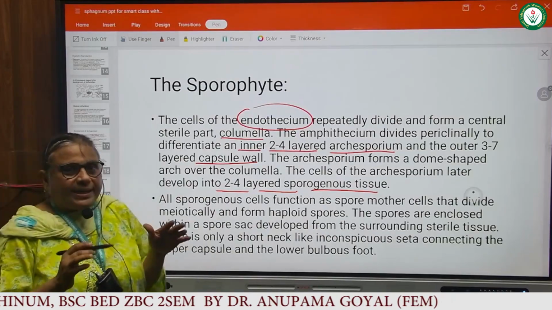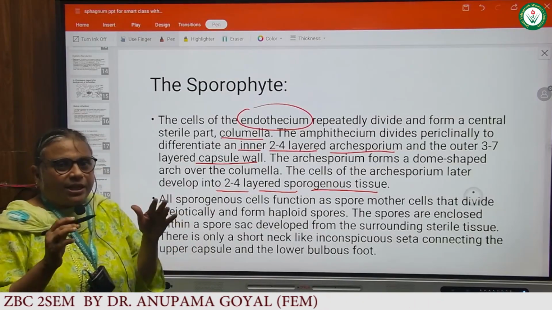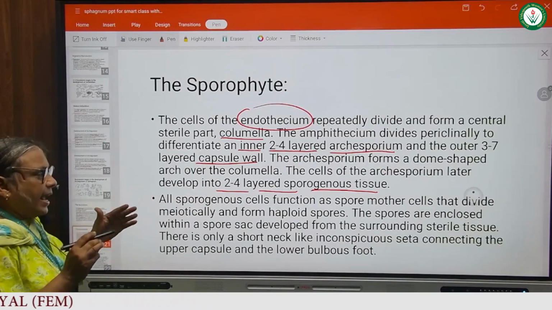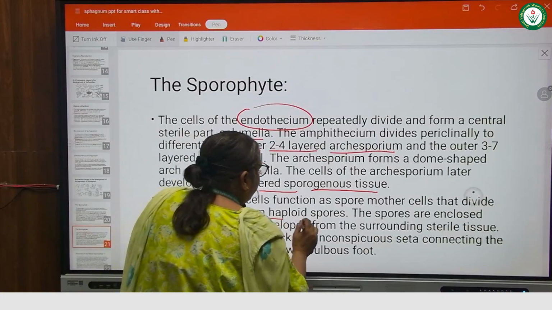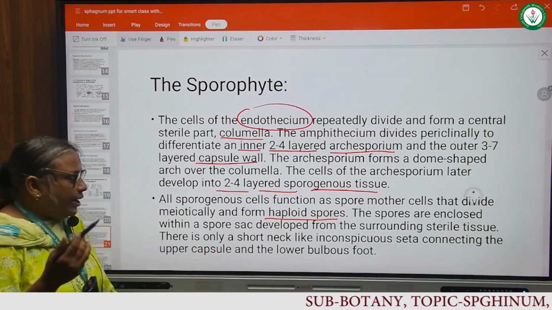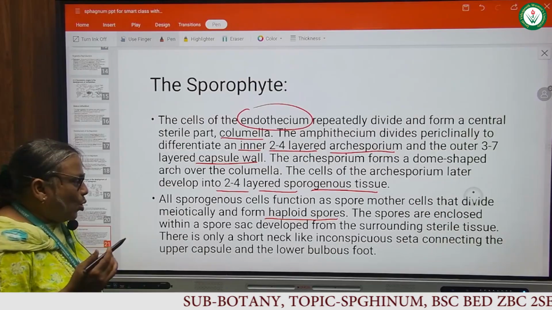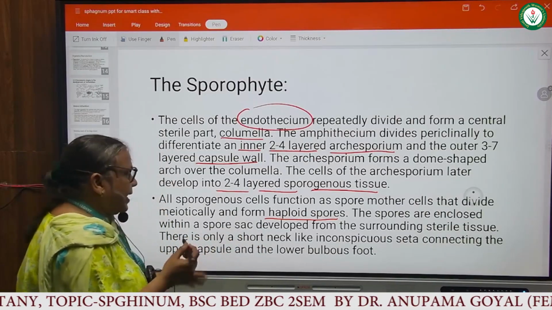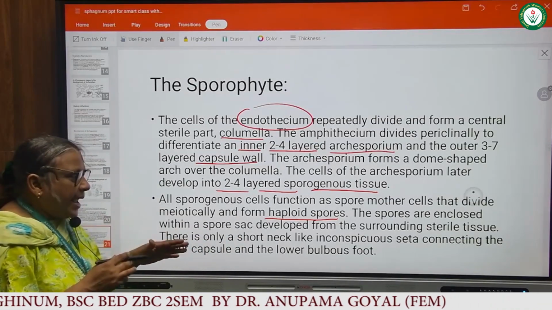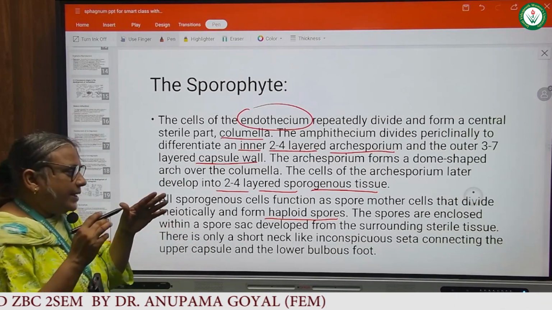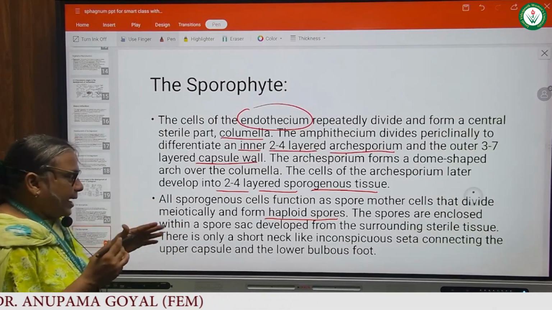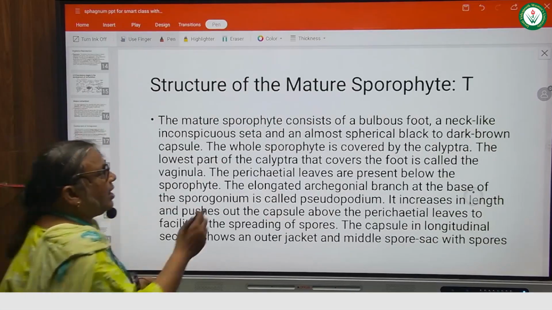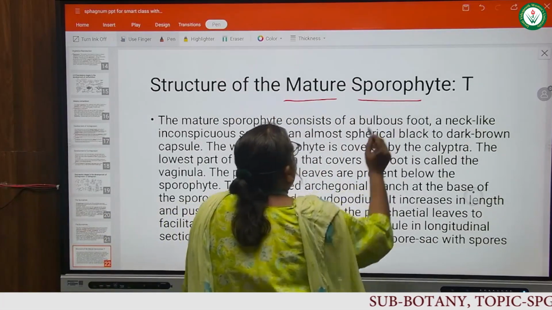All sporogenous cells function as spore mother cells that divide meiotically and form haploid spores. The spores are enclosed within a spore sac developed from the surrounding sterile tissue. There is only a short neck-like inconspicuous seta connecting the upper capsule and the lower bulbous foot. Now the structure of the mature sporophyte in Sphagnum.